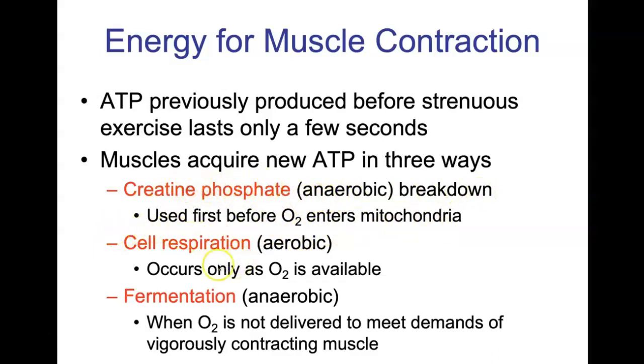The second way would be cell respiration. This is aerobic, and this is the most efficient way because it makes about 28 to 32 ATP. This only occurs though when oxygen is available, and this of course happens in the mitochondrion.